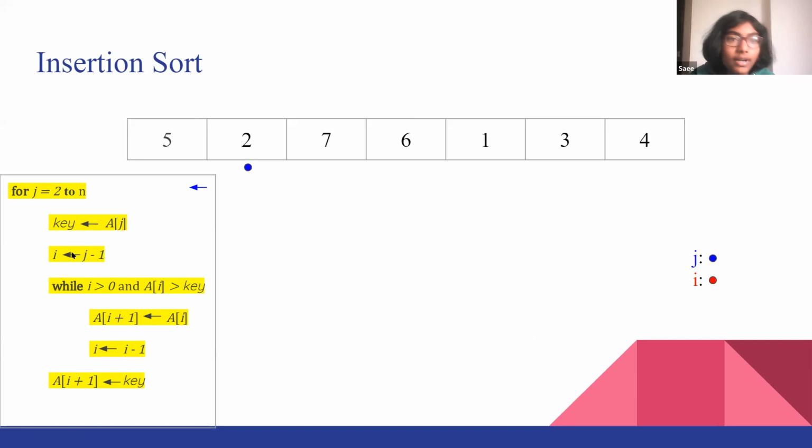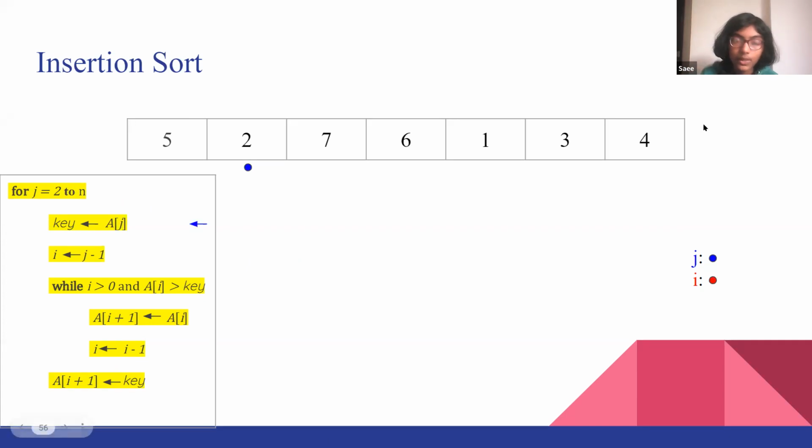So what does the first line say? For j going from 2 to n, which means that we're starting j at 2. Like before, j is going to be the blue dot and i is going to be the red dot. The red dot is yet to make its entry. So j starts at 2, and I'm just going to write it here.